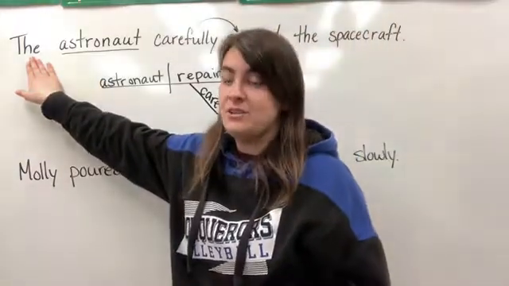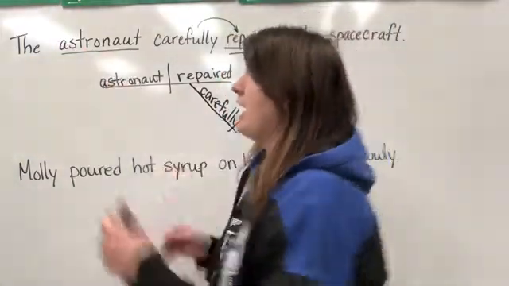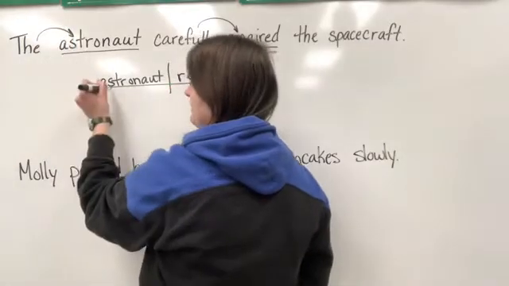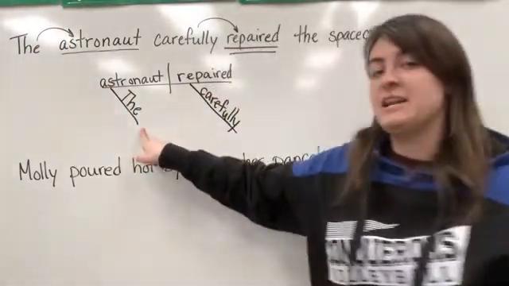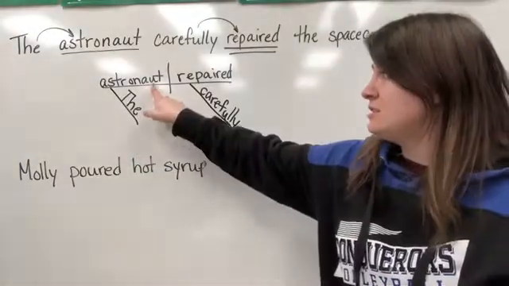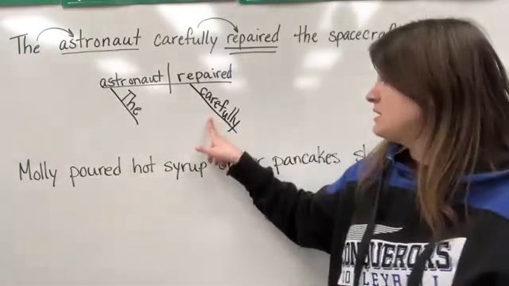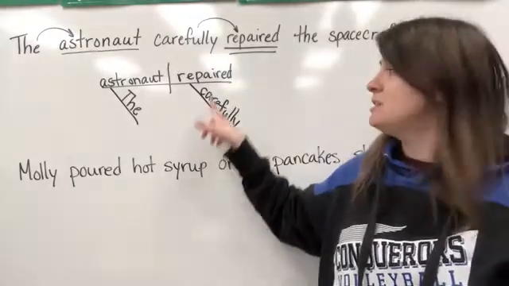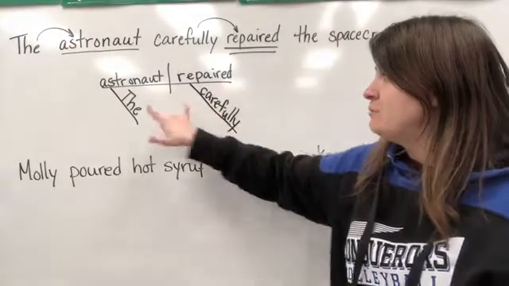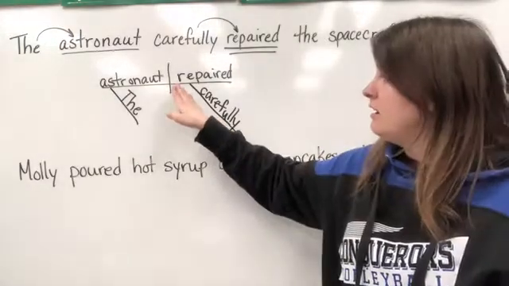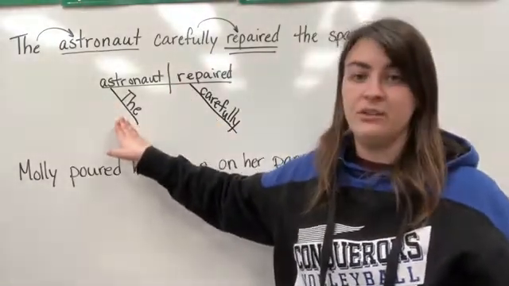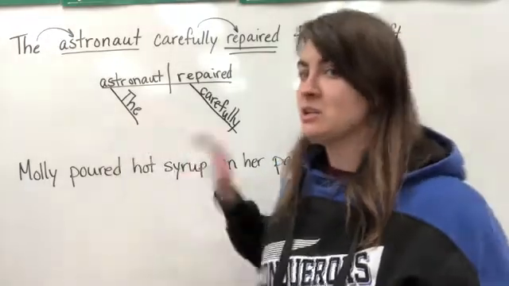The is an adjective describing the noun astronaut, so it would come off the diagonal line off of astronaut. This one's an adjective because it's describing a noun. This one is an adverb because it is describing a verb. Both adjectives and adverbs are on diagonal lines underneath the words they describe. So let's look at our second example here.